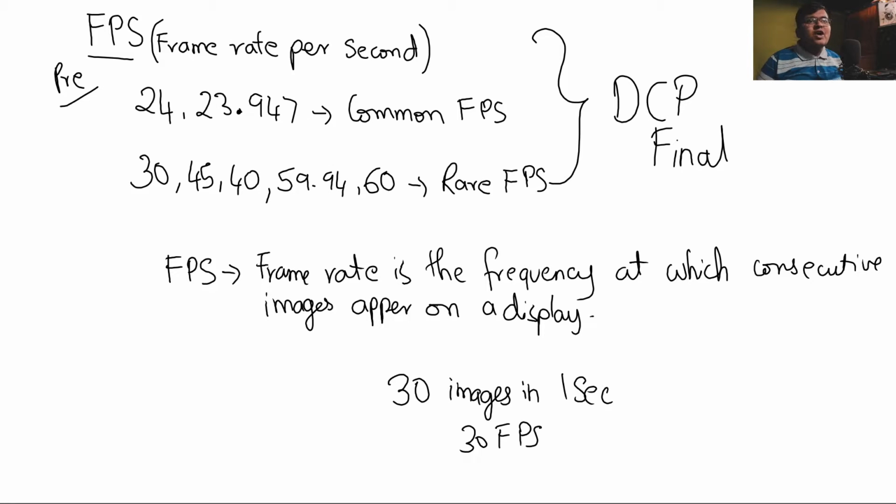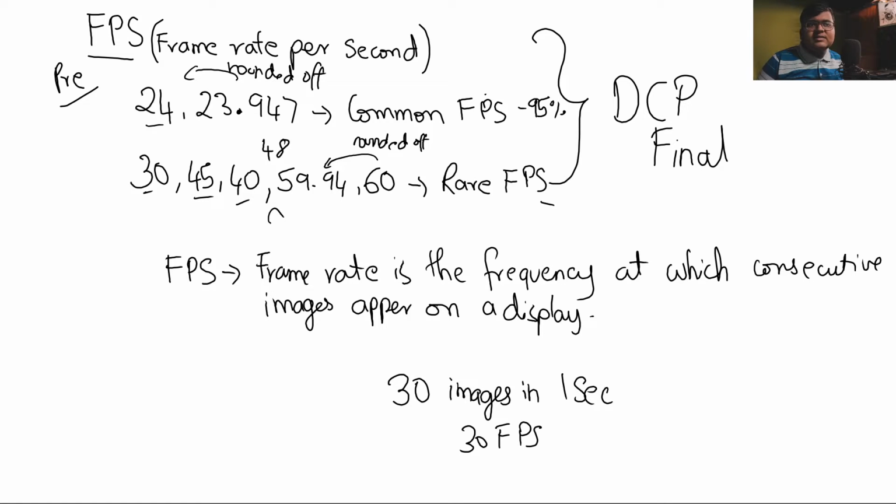The common FPS in DCP is 24, usually rounded off from 23.976. And the rare FPS are 30, 45, 40, even 48, and 59.94, 60, which is also a round-off of this. Most of the films, almost 95%, use the common FPS. These are a little bit rare. I guess around 5% may be used.